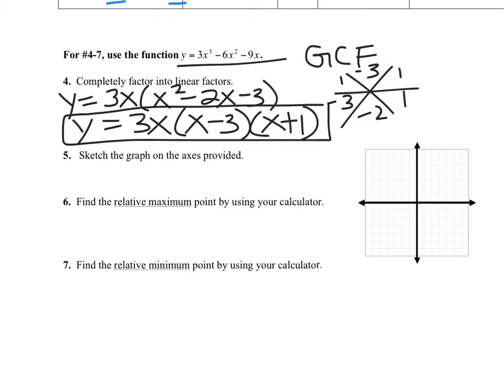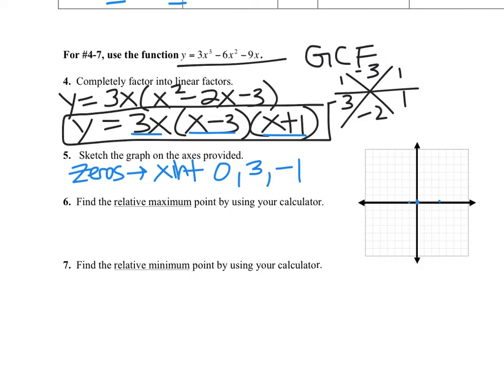All right, now I'm going to sketch the graph on the axis provided. So I need to know what the zeros are because the zeros are going to be the x-intercepts of my function here. And so the zeros are found by finding the zeros of each factor. So I have 0, 3, and -1. So let's plot those over here. My x-intercepts are 0, 1, 2, 3, and -1.